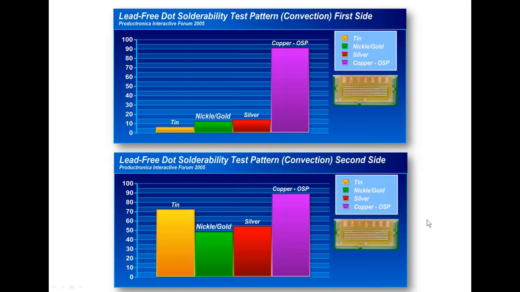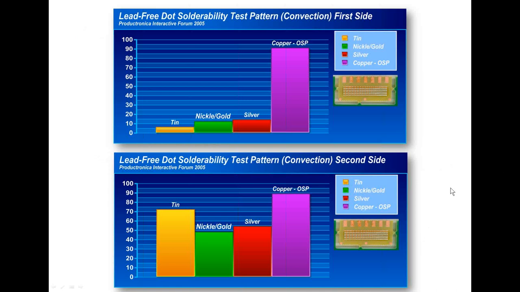So for the results of this test, here you see a graph, with a scale of 0 to 100, so the lower the number of non-coalesced dots, the better the performance. The first graph is convection reflow first side, and then convection reflow second side. You look at the difference and significant change in the tin finish boards. A lot of the other finishes change, but not to the same percentage degree. So again, very, very simple, very cost-effective way of assessing boards.